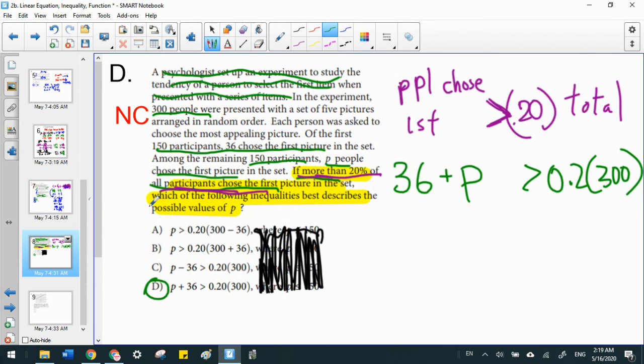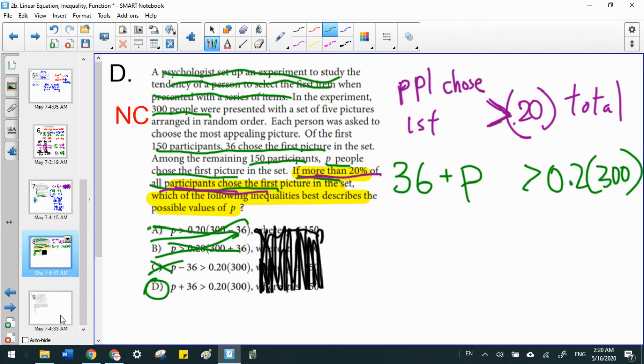And also, it can't hurt to realize that in this question, A and B are both relatively silly answers. And if you have to choose between C and D, you should be adding the 36 people instead of subtracting the 36 people if you're trying to describe the total number of people that chose the first picture. So that's another way to really simplify the problem for yourself.